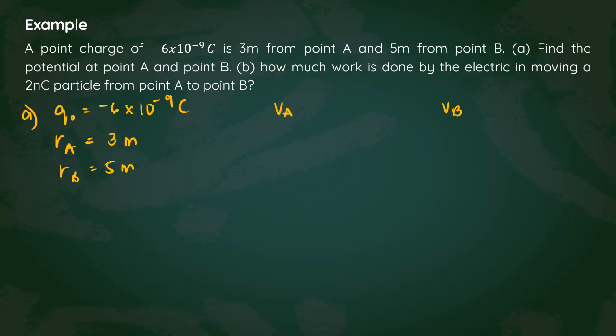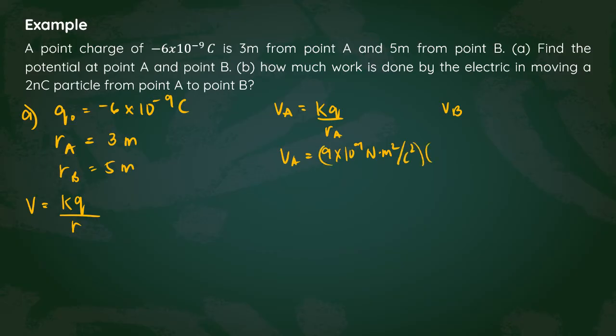So remember that potential is equal to Coulomb's constant times charge divided by distance, or R. So if we are to solve for VA, then that would be KQ divided by RA. And your Coulomb's constant, of course, is 9 times 10 raised to 9 Newton meters squared per Coulomb squared, multiplied by your charge, negative 6 times 10 raised to negative 9 coulombs, divided by 3 meters. So your potential at point A will be negative 18 volts.